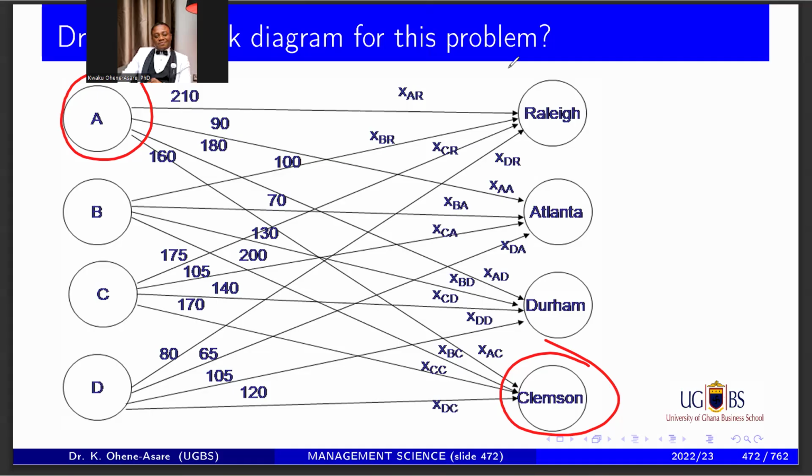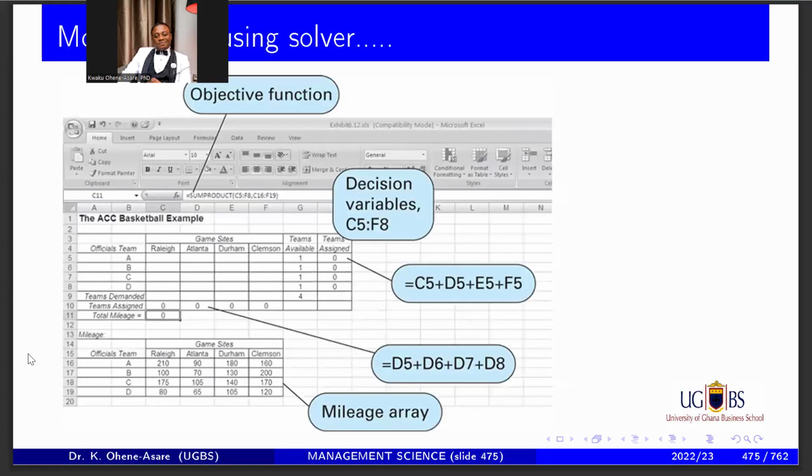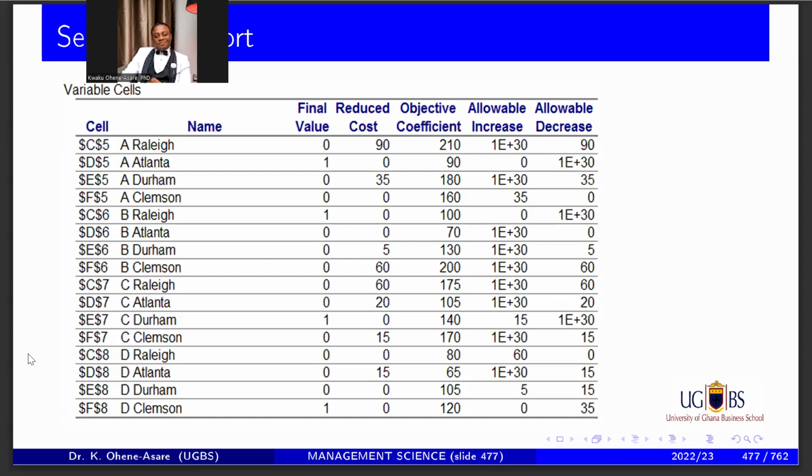Okay, so that's fine. So once you've been able to do this, the rest is just formulating the model in Excel. Of course, that will be done for you. And then you get this result. So let's see the result. This is the result you get.